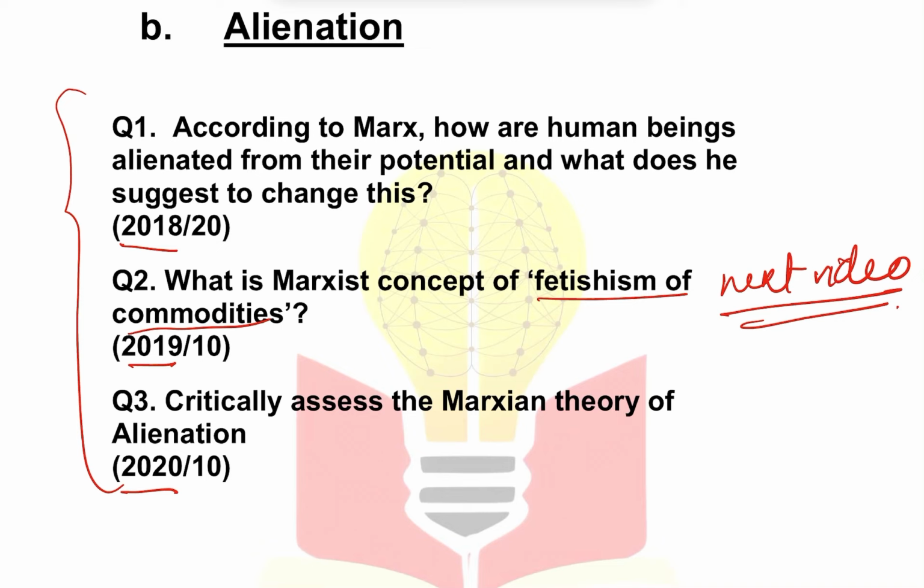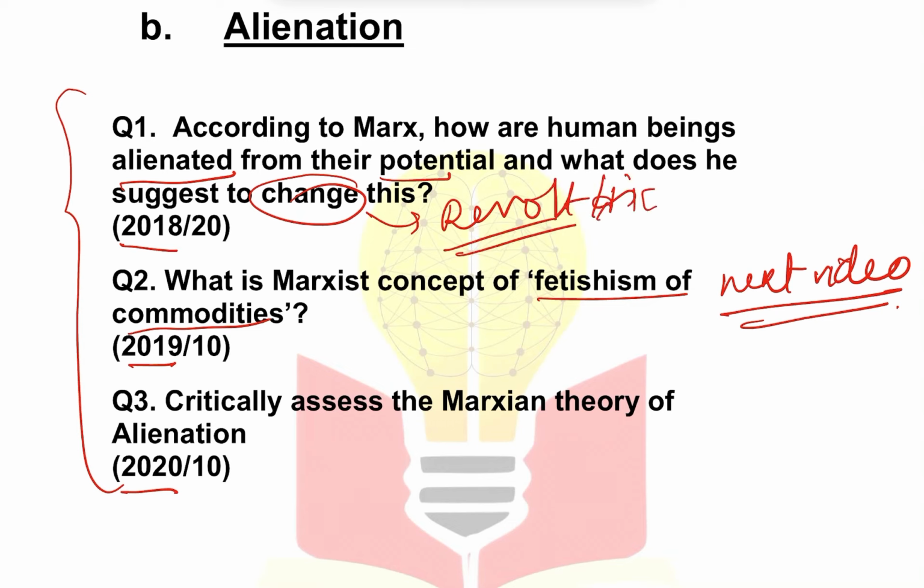First question लेते हैं. According to Marx, how are human beings alienated from their potential and what does he suggest to change this? जहाँ पर भी मार्क्स आए, अगर कोई भी चीज़ का सॉल्यूशन है तो वो है बगावत, क्रांति. तो अल्टीमेट सॉल्यूशन इज रिवोल्ट.